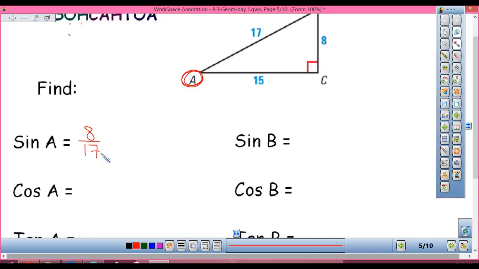Okay, cosine of A is what? Okay, what's the A stand for? Adjacent is 15 over hypotenuse is 17. Okay, and tangent is your TOA, so opposite, your O is 8 over adjacent is 15.